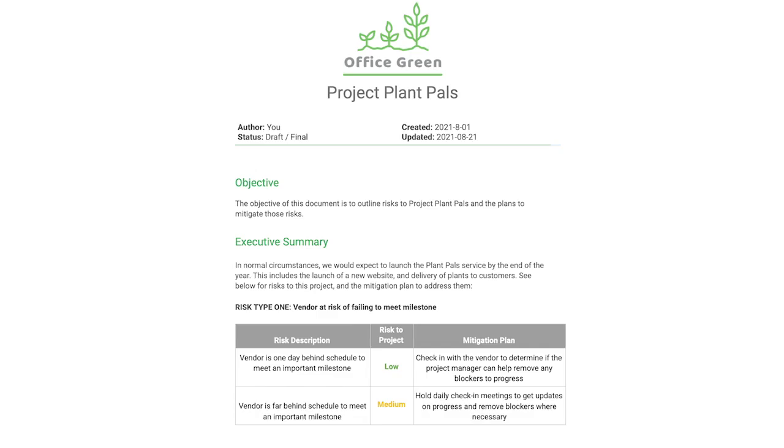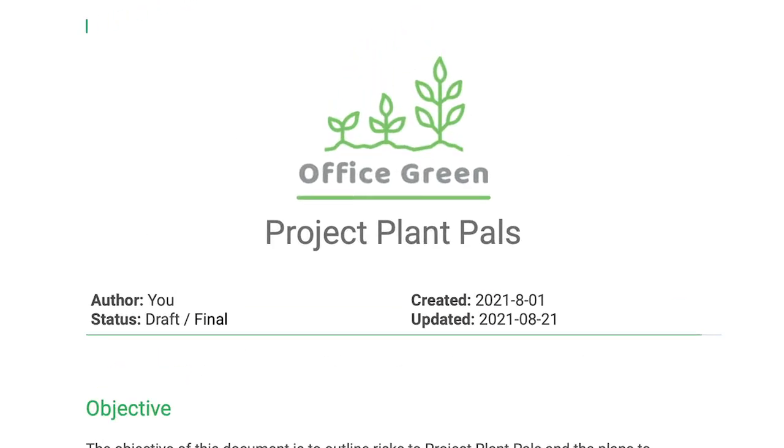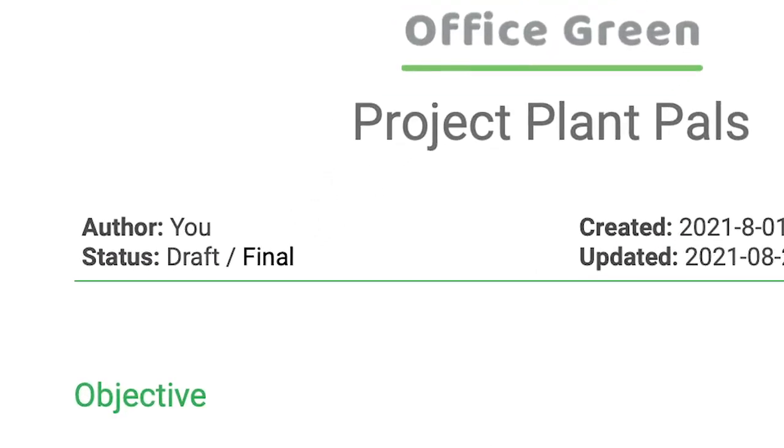Let's review an example of a risk management plan, similar to the one we sometimes use here at Google. At the top of the document, we include the name of the company, and below it, the name of the project. We also include the document author so that anyone reviewing the plan knows exactly who to reach out to if they have any questions.